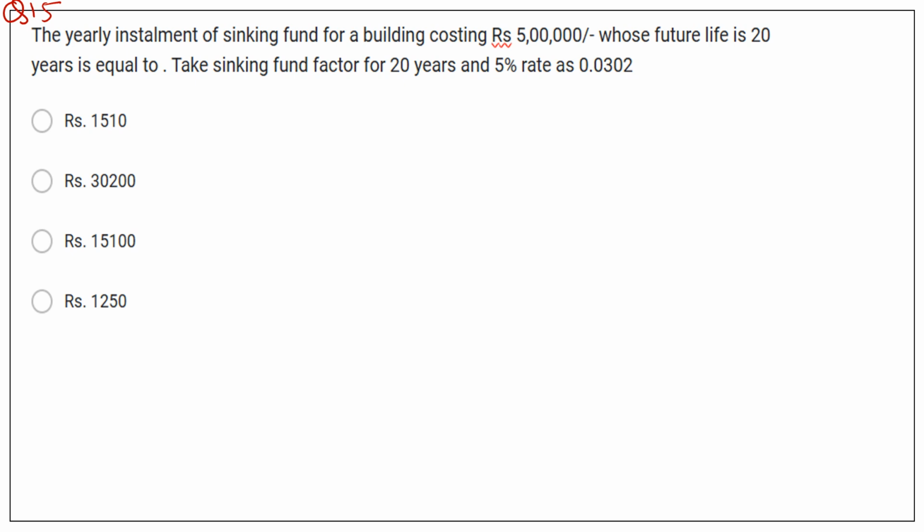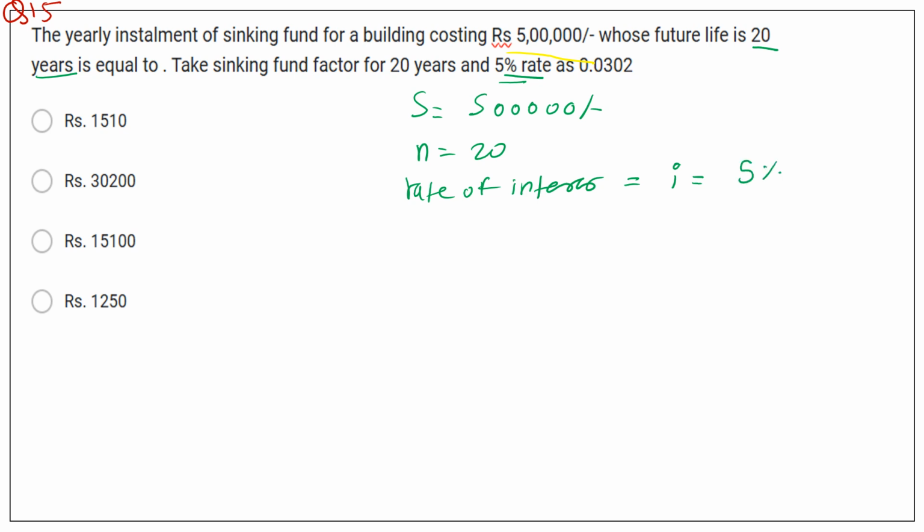The yearly installment of sinking fund for a building costing 5 lakh. So the cost is 5 lakh, which is S. Then next, whose future life is 20 years, means number of years n equals 20. Then take sinking fund factor for 20 years is 5%. So 5% is nothing but rate of interest, which is i, and i equals 5%. So 5% is nothing but 0.05.